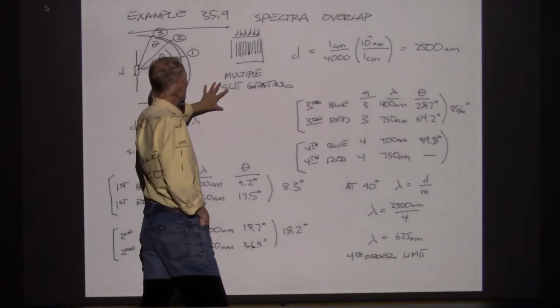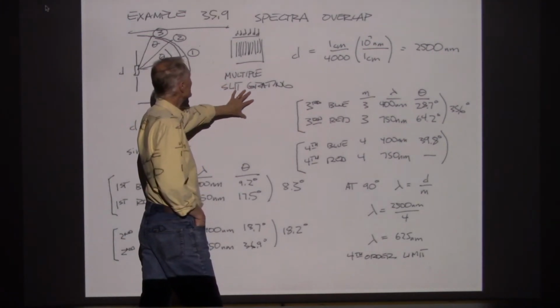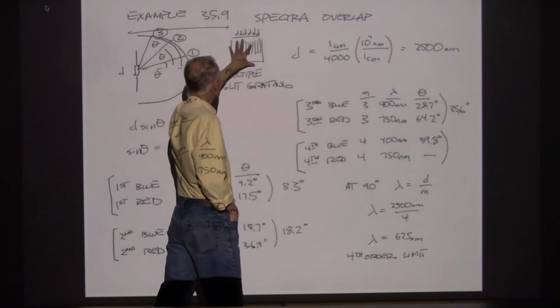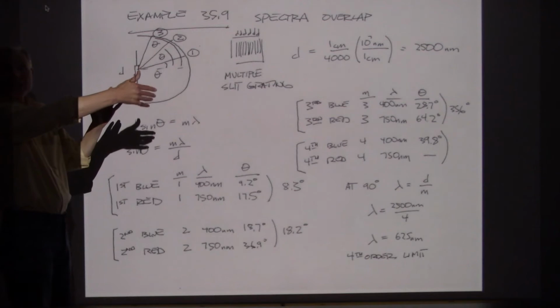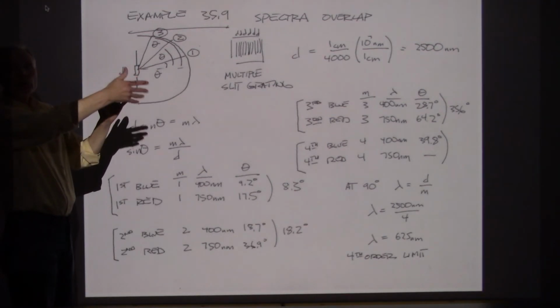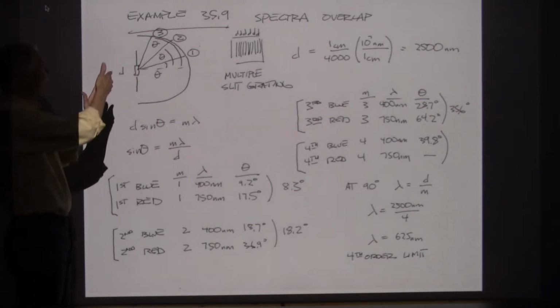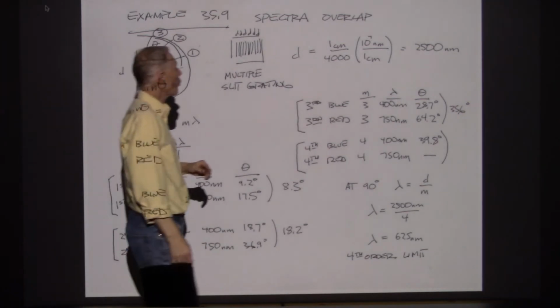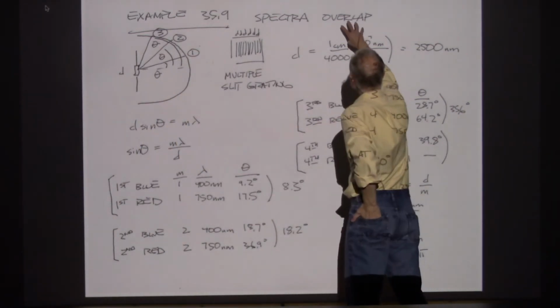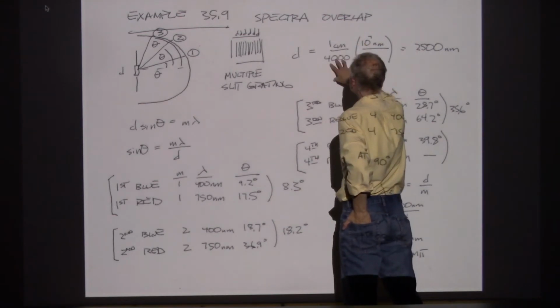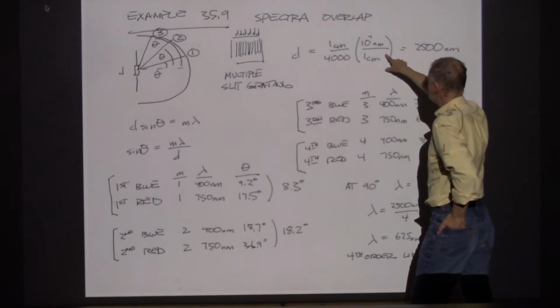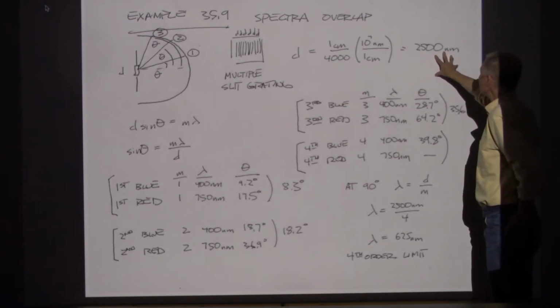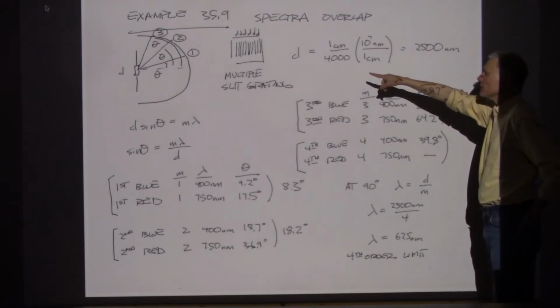Here is my multiple slit grating, the diffraction grating. Here's a bunch of those slits. Remember d, or maybe we didn't mention, d is the distance between each slit. So we're going to have hundreds or thousands of slits, and d is the distance between each one. In this case, they say every centimeter is divided up into 4,000 slits. So 1 centimeter divided by 4,000 gives us, when we do some unit conversions, 2,500 nanometers. That is the d value.